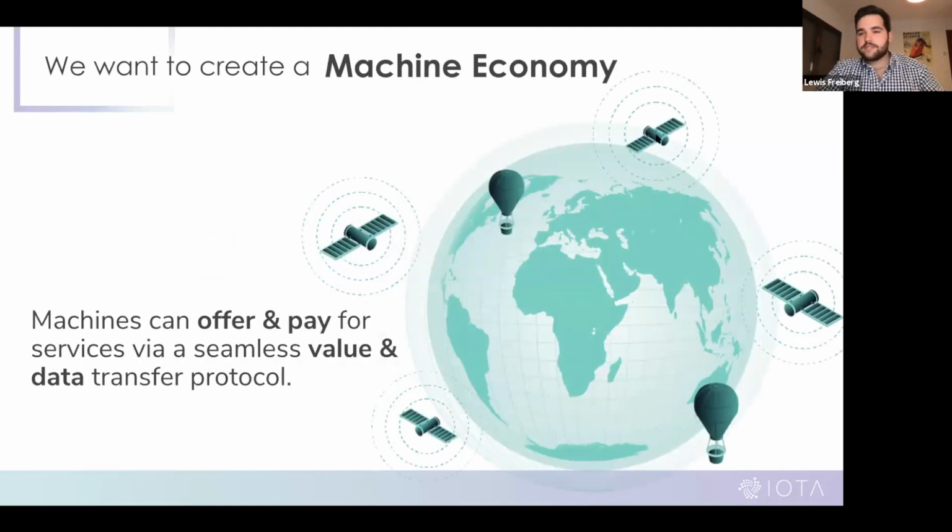I mentioned this term earlier, the machine economy. This is something that we want to create. We want to enable machines to have the ability to offer services and to pay for things in a seamless way using value and data. So the machines might want to buy energy, buy data, buy mobility, and they're able to offer and pay for that using the same network.